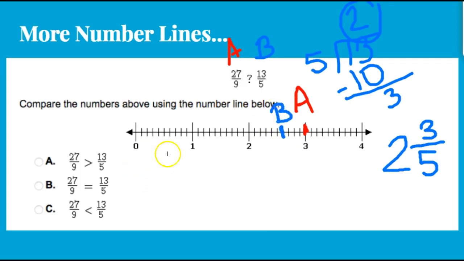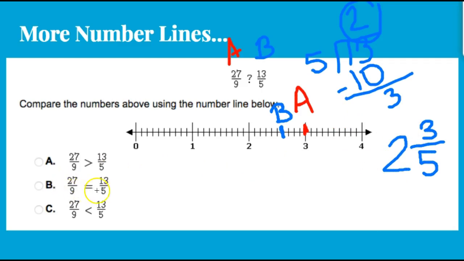So now let's go back over here and look. This one says 27/9 is greater than 13/5. Is our A greater than our B? Is it further along the line? Yeah, it is. Because 3 is greater than 2 3/5. I can tell that just by looking at the whole numbers. 3 is greater than 2.